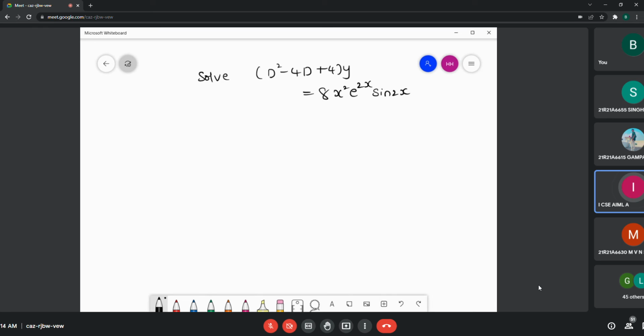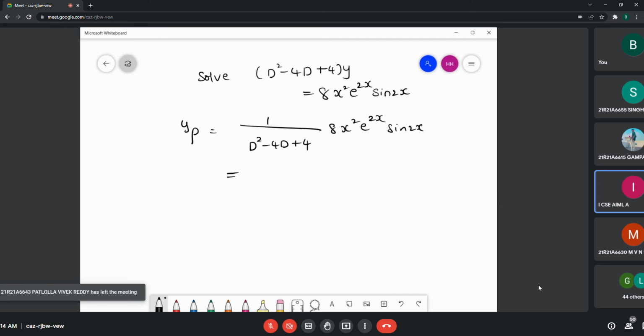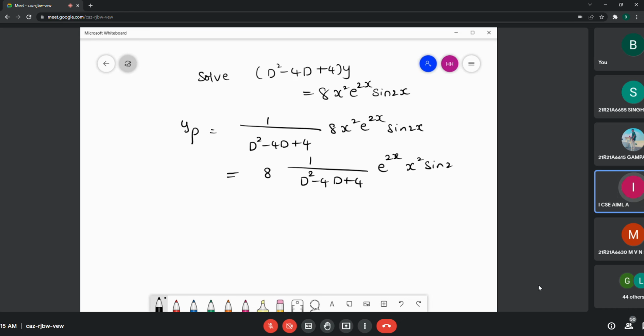So 8x square e power 2x into sine 2x. So finding the yp is 1 by f of D, that is D square minus 4D plus 4, into 8x square e power 2x into sine 2x. So here the product of three terms is there. So 8 into 1 by D square minus 4D plus 4 into, first write the exponential, e power 2x into x square sine 2x. So that formula also I'll write here.